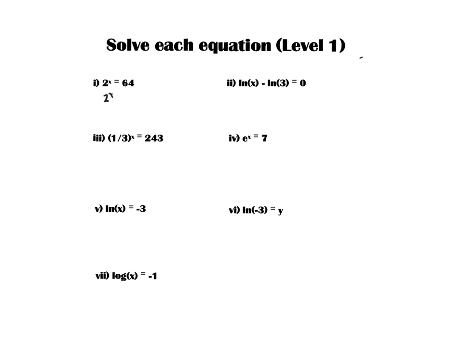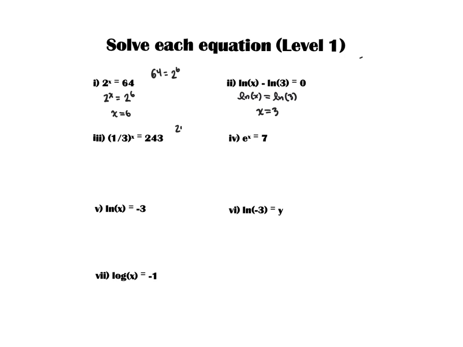2 to the x is equivalent to 64, and I can write 64 as 2 to the 6th. Therefore, since both of these are the same base, x should equal 6. Okay, number 2, I'm going to add ln of 3 to the right side. And looky there, same base logarithm, no coefficient on the front, x must equal 3.